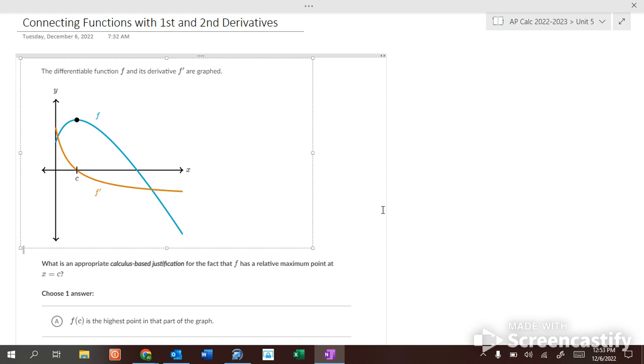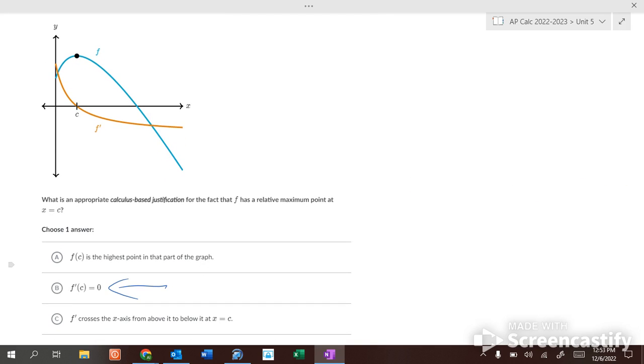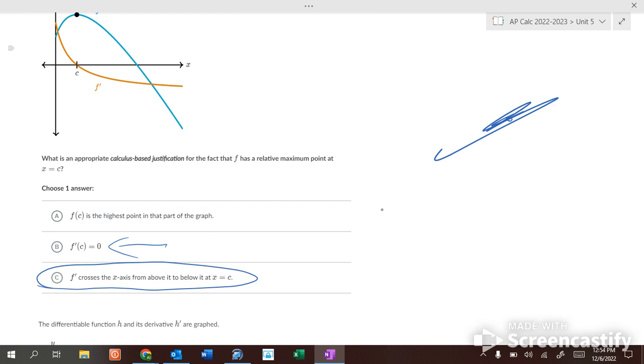How do we know it's a max? Well, it's a positive slope to a negative slope. So when the slope goes from positive to 0 to negative, get it? So which answer is correct? Initially I thought, well, because the slope is 0. No, because it could flatten out and have a slope of 0. So that is not a right answer. It's because it crosses from above to below. Positive slope, 0 slope, negative slope. That's how you would answer that.